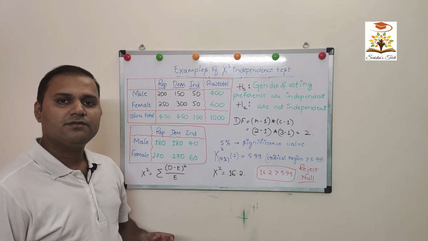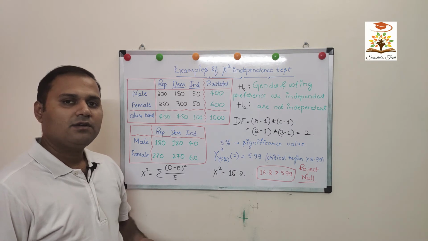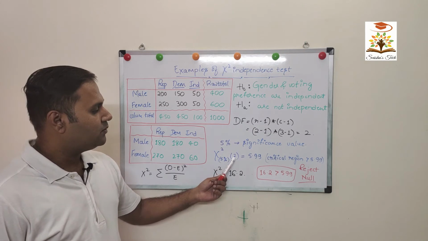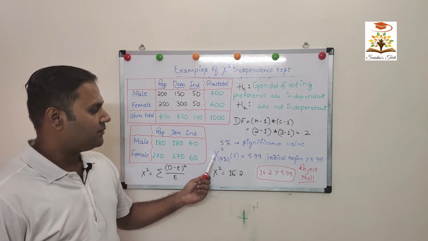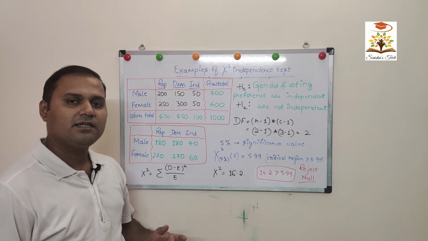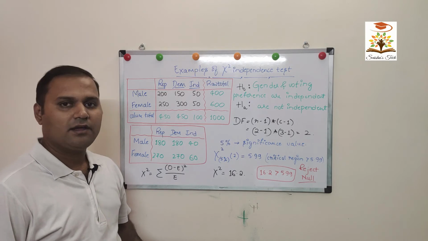As we have understood from the distribution table, for a 5% significance level and 2 degrees of freedom, the chi-square value is 5.99, which means the critical region above 5.99 is rejecting the null hypothesis.